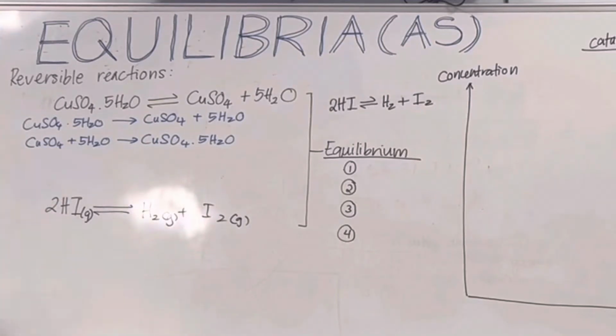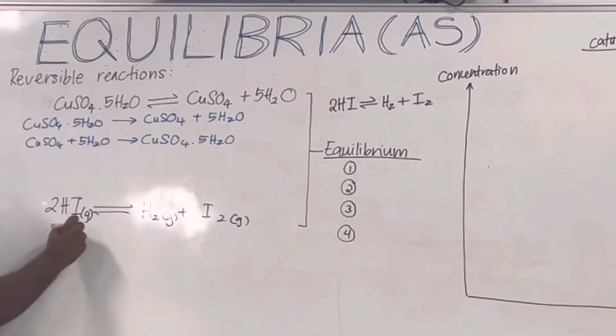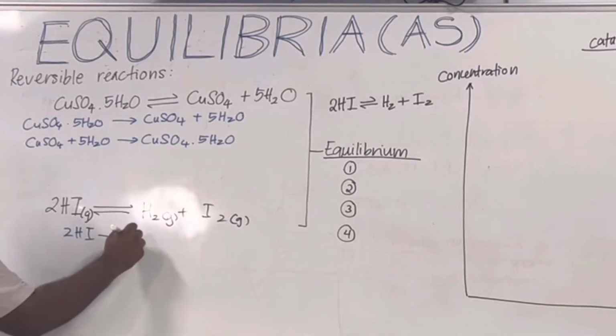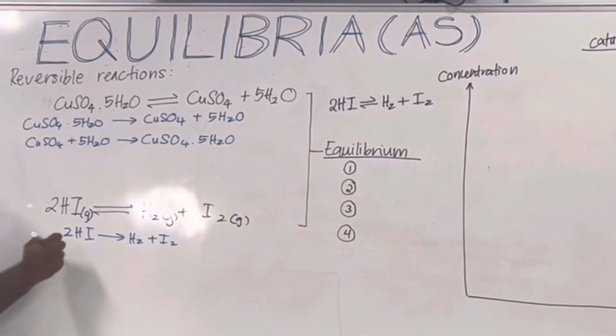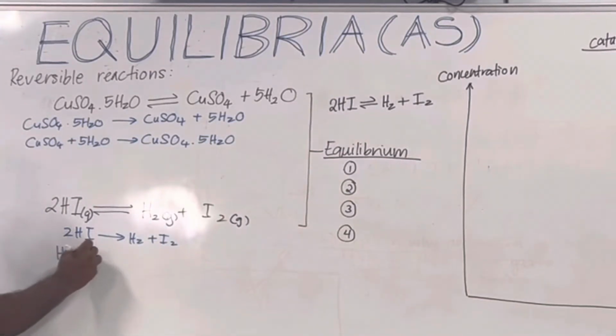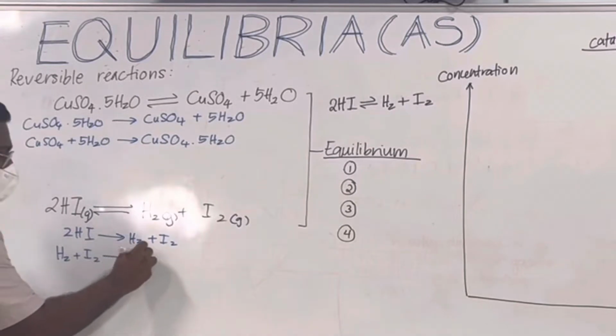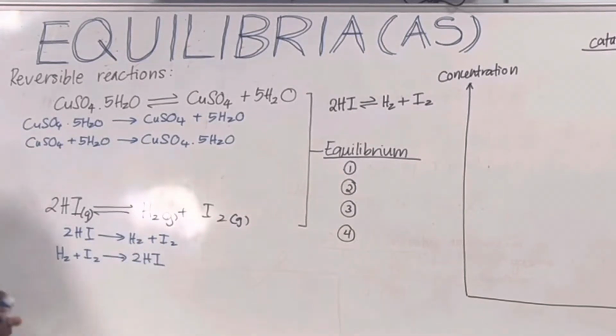Now, not all reactions are reversible, only certain reactions are reversible. Another type of reversible reaction is when you have 2HI, which can change into H2 plus I2. And the hydrogen gas H2 and I2 gas can combine to give you HI. So they can go forward, they can go backward. That is very important.